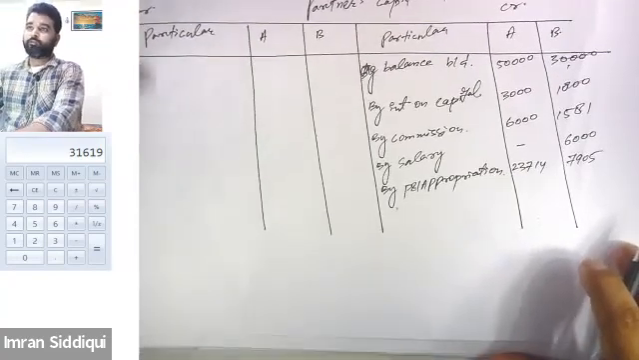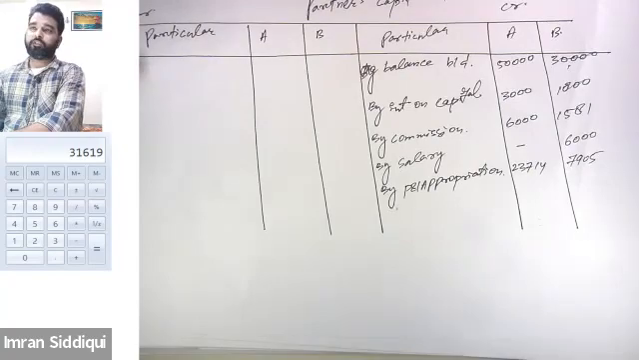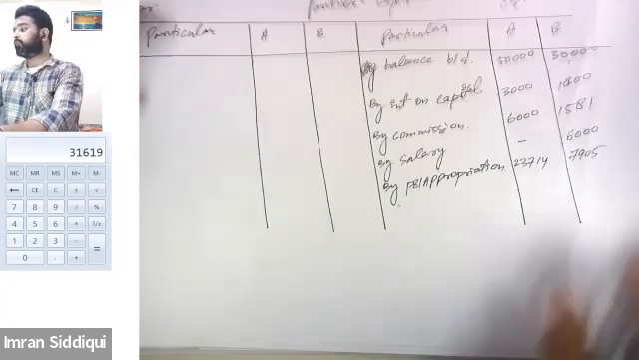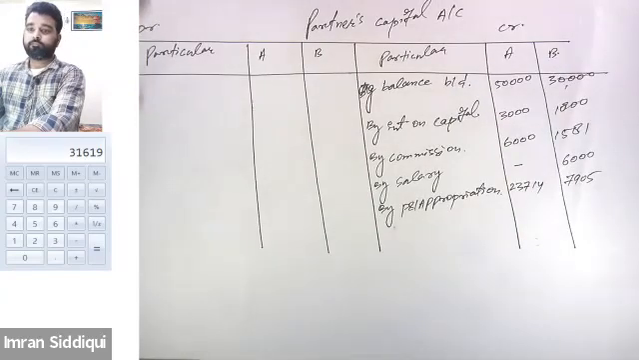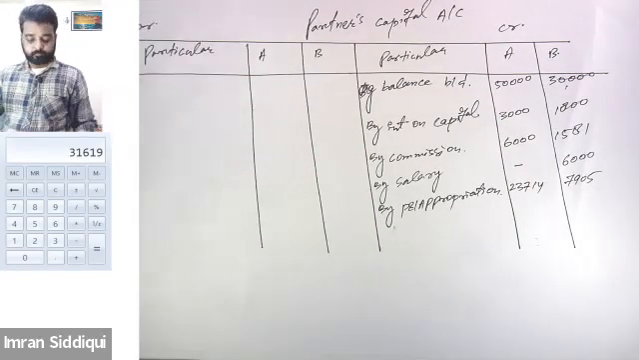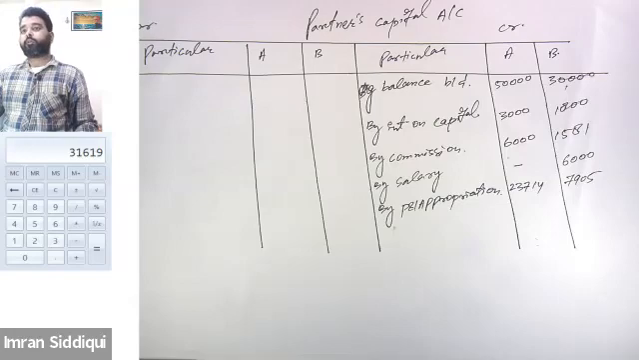Is that clear, all of you? All the transactions recorded on the credit side in the partners' capital account, are they clear to all of you or not? Yes, sir. Clear. Other than Alexander, everyone is clear? Yes, sir. It's clear. Okay.